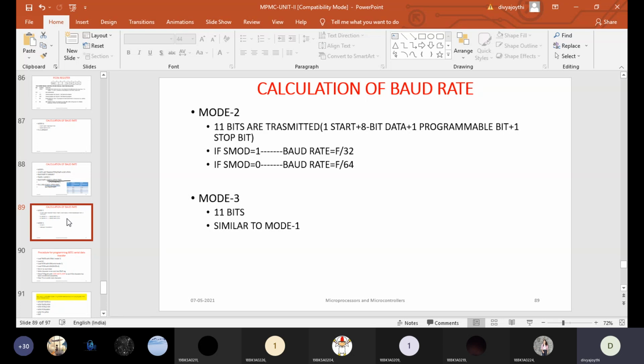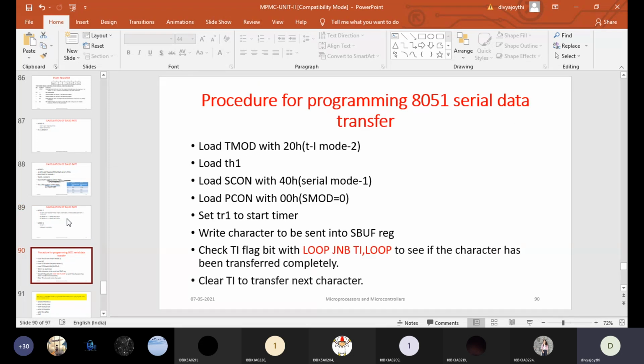So this is about the calculation of baud rate with respect to the different modes of the serial port of the 8051 microcontroller. And next, we move on to the procedural steps that we need to follow in order to write the program for the serial port of 8051. We have seen procedural steps for the earlier concepts like programming timers, programming hardware interrupts, and programming timer interrupts. For all these three topics, we have seen the procedural steps, and this particular topic is nothing but programming a serial port of 8051.